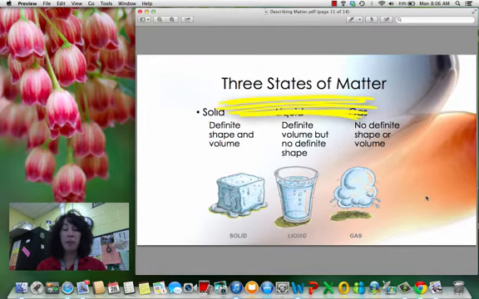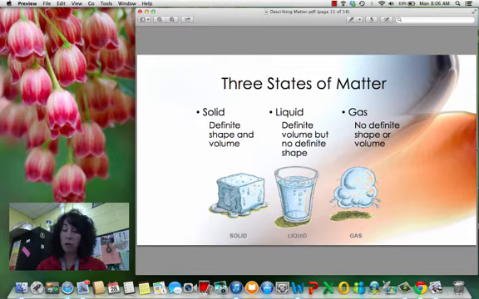Okay, states of matter, simple, you've done this before. Solids have definite shape and definite volume. Liquids, definite volume, but no definite shape, takes the shape of the container that it's in. And gases, no definite shape or volume. They will expand to fit the container, whether it's a liter or 10 liters.